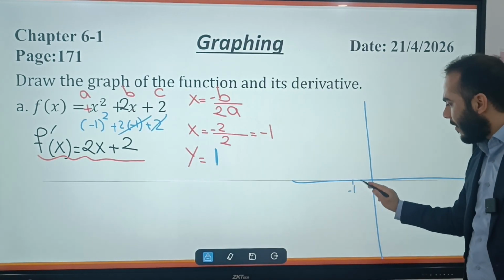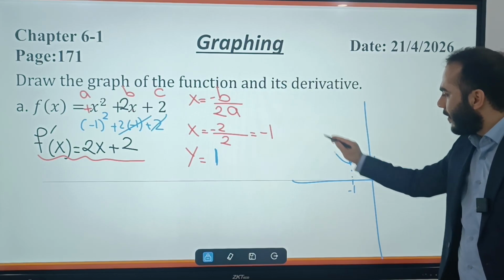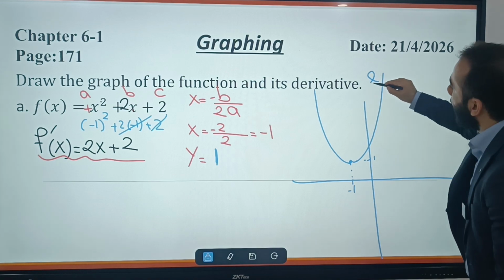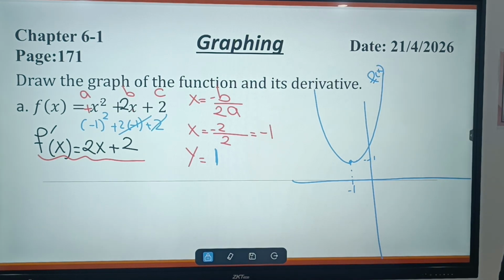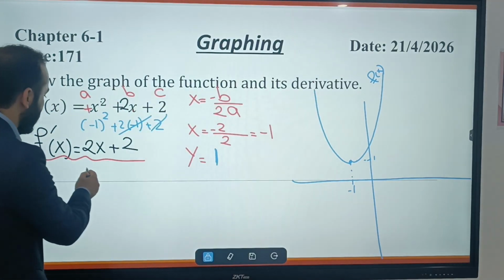Here is negative 1, and let's imagine here is 1. So the graph would be something like this. That is the graph of f of x. But how about the graph of the linear function? Because our derivative function is a linear function.